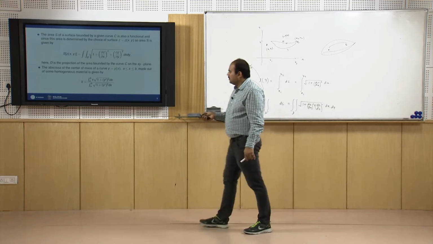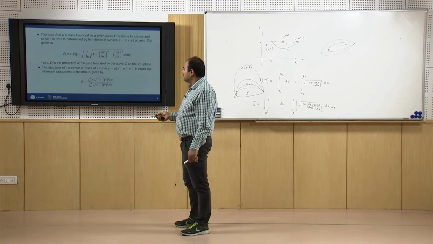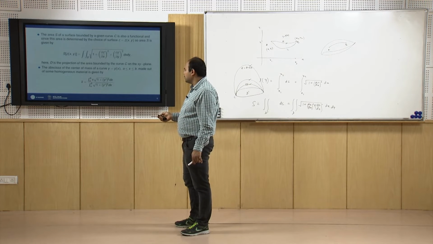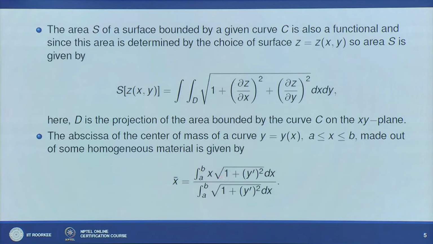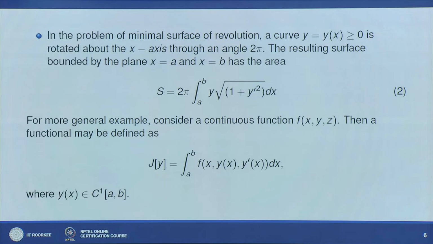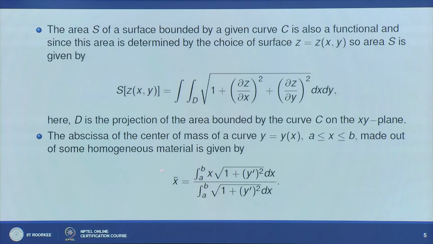We have already seen that this can be written as x bar equal to the ratio of two functionals: the integral from a to b of x times the square root of 1 plus y dash squared dx, divided by the integral from a to b of the square root of 1 plus y dash squared dx. So this is the x component of the center of mass. Similarly, you can find the y component of the center of mass. In that case, your y bar is defined by simply replacing x by y. So this is also a functional.